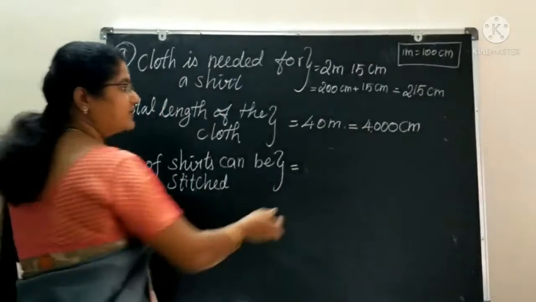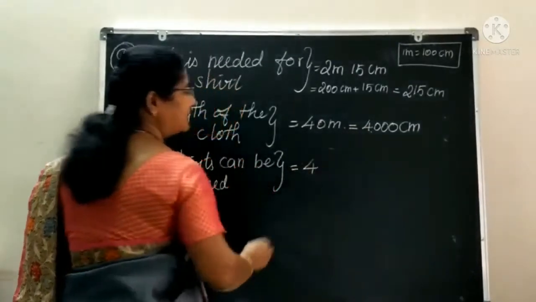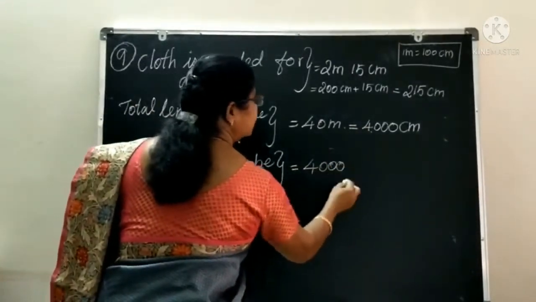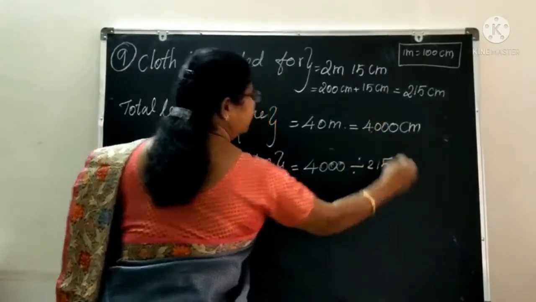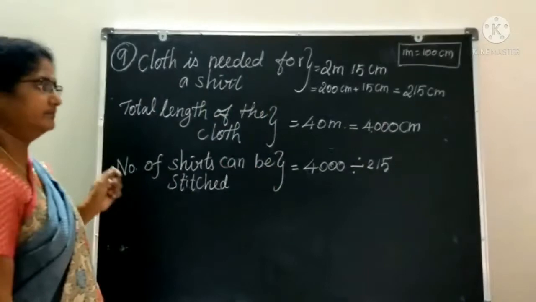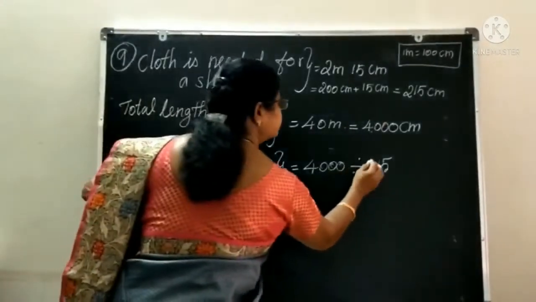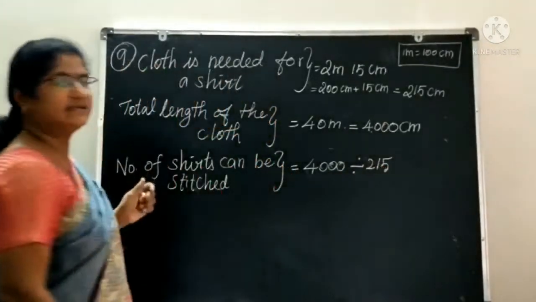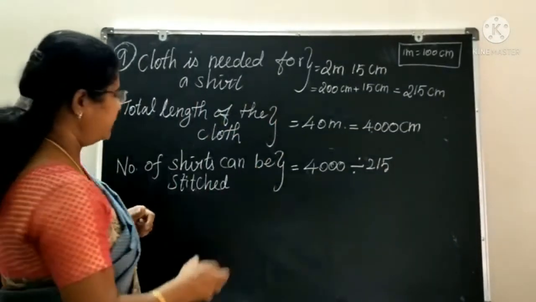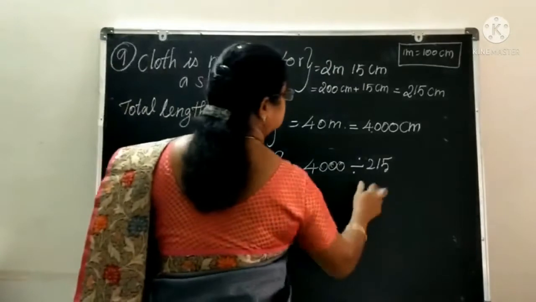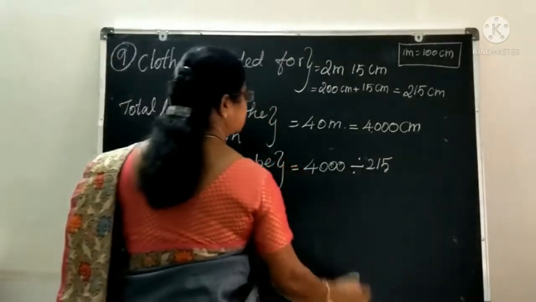We divide from the whole number, the total, 4000 centimeter divided by 215. Understand? So we have to divide. No space at all, I write it short.